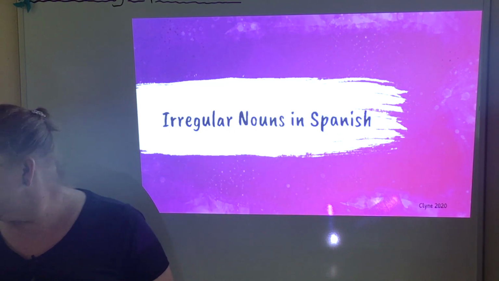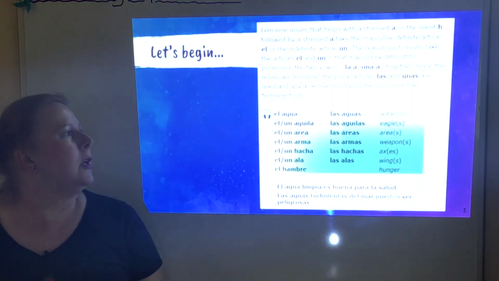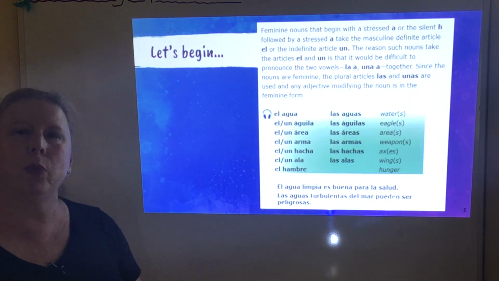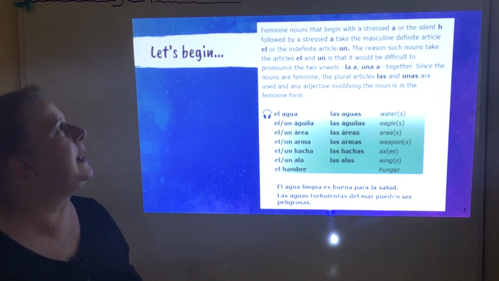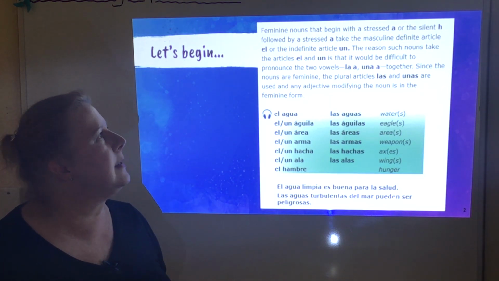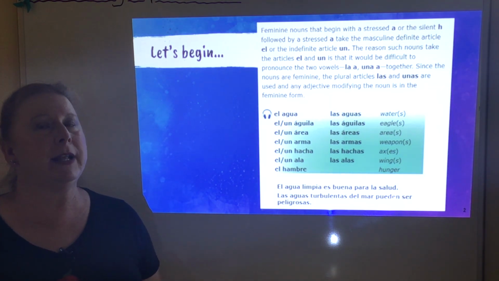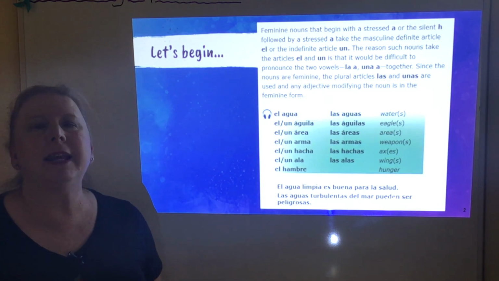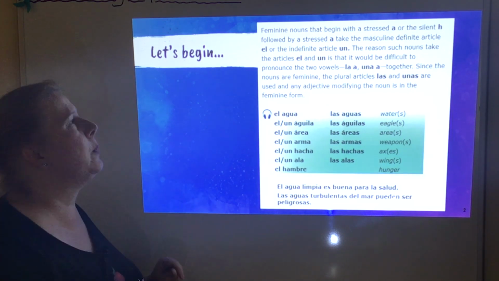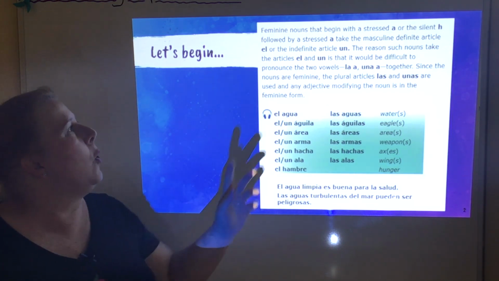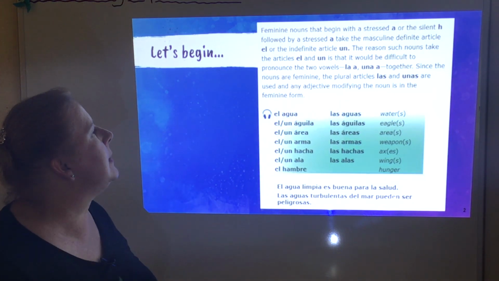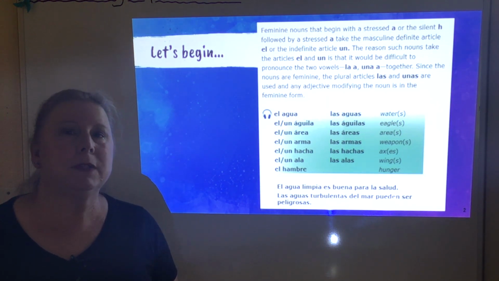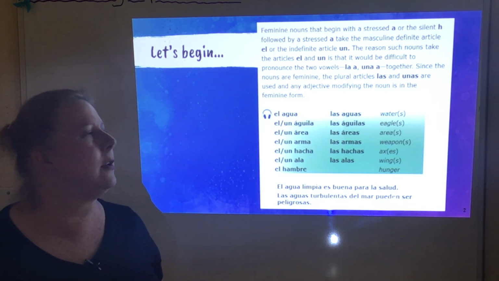Irregular nouns in Spanish. So to begin, this is very confusing, but it's pretty much what I just told you. If a feminine noun begins with a stressed A or a silent H, because remember we don't pronounce the H, and then it has an A after it, all right? It's going to take the masculine. So pretty much it's just what I told you, all right? Or it's going to be un. All right, so let's take a look. This is one of the top mistakes that my native speakers and just any Spanish student makes.